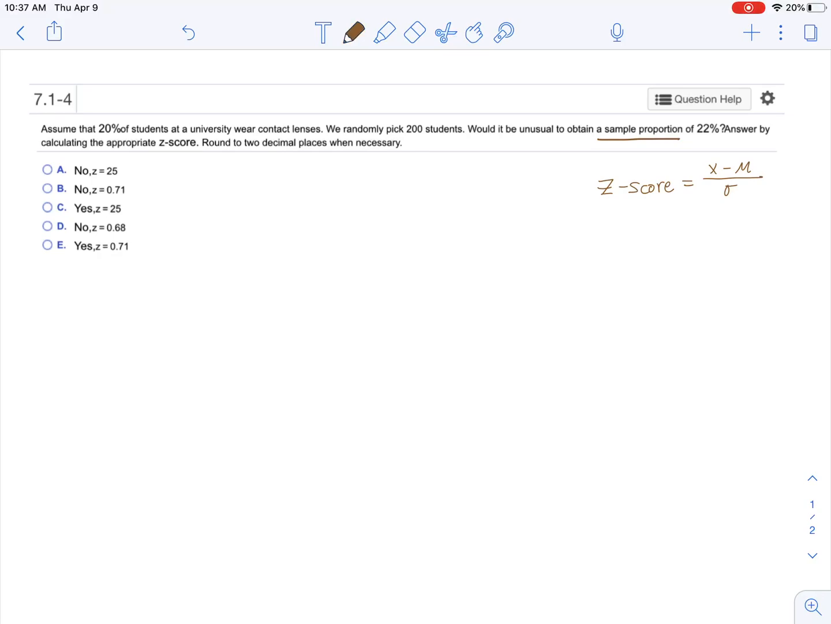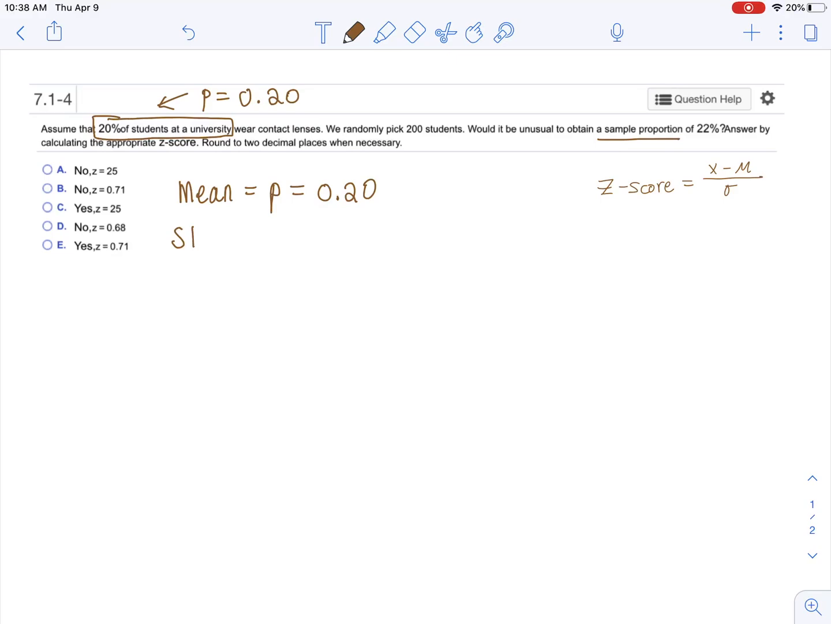So first, the mean of the sampling proportion is equal to the population proportion, and we were given that 20% of students at the university wear contact lenses. So we got that P is 0.20. So the mean is equal to that number.